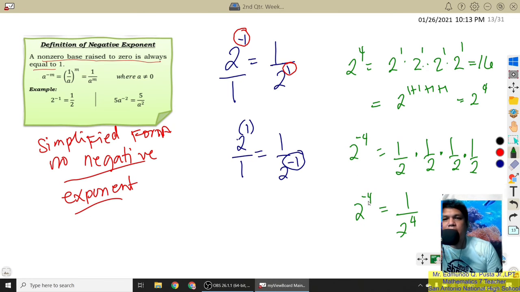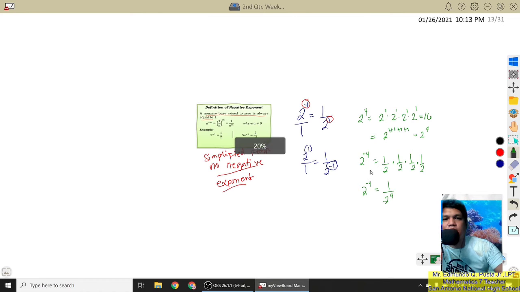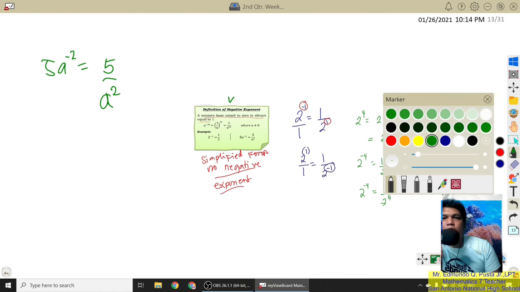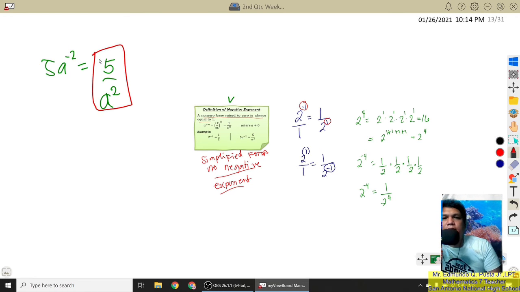Okay? So, naintindihan ba? Now, anong use niyan? For instance, okay, ayan yung pinakita niya, 5a raised to negative 2. Okay, this law states that, in order to simplify this and not to have any negative exponent, you're going to have 5 times, okay, this one kasama ang base, ilalagay mo na lang saan? Sa baba. So this becomes a squared, no? 5 over a squared. So that way you have eliminated the negative number.